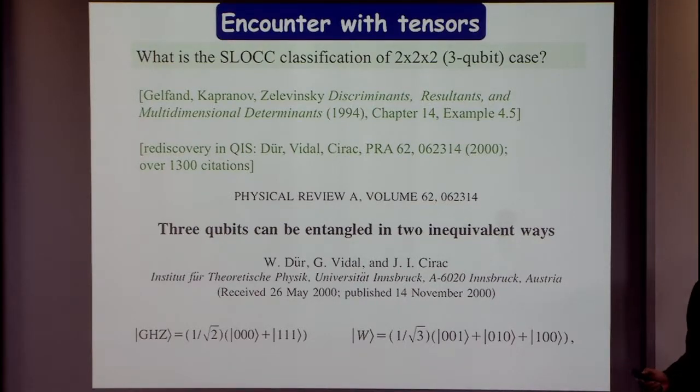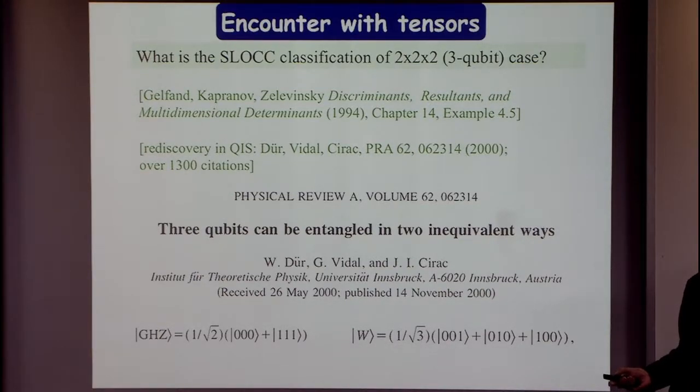And as David pointed out, when people in quantum information got interested in multipartite entanglement, what surprised us first was that if you look at the multipartite case, there are several ways to be maximally entangled in some sense.